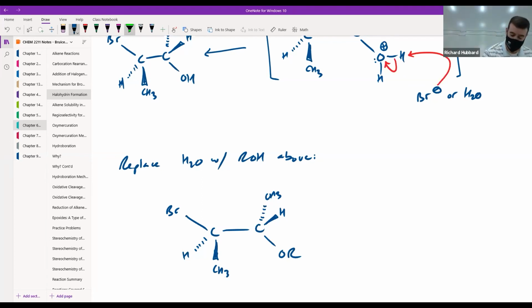So that's the addition of our ether. So we'll keep going with that on Wednesday, okay? And we'll talk about the regiochemistry of this reaction.